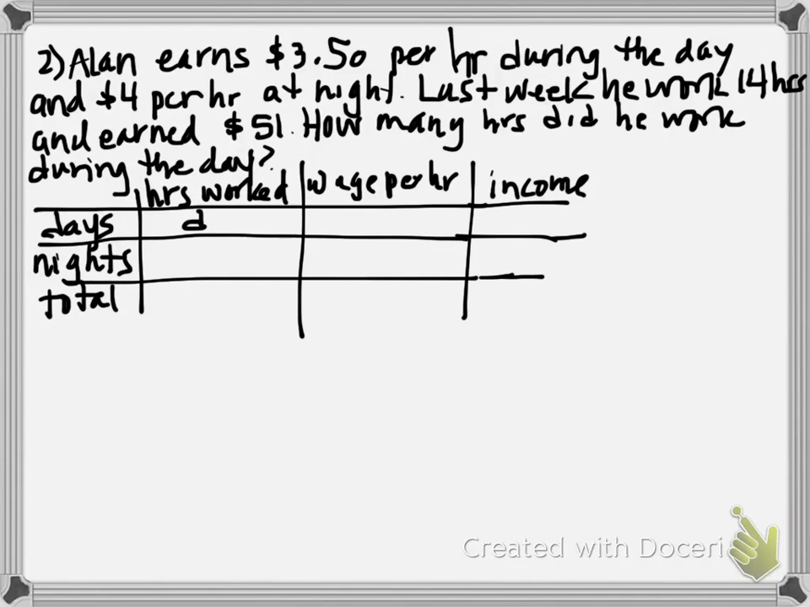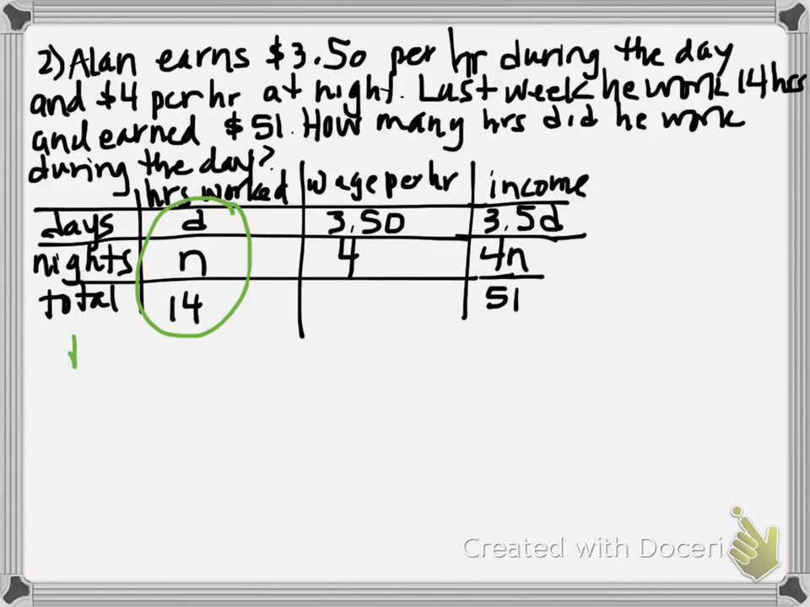So we're going to have D represent the amount of hours worked during the day and N represent the amount of hours worked at night. Now it says in the first sentence, he earns $3.50 per hour during the day. So a total income from days would be 3.5D. And he makes $4 working at night, so total amount of money made for working at night is 4N. And then it says last week he worked 14 hours, so that's the total number of hours worked, and he earned $51, which is the total amount of money he earned. Now right there, we've got two equations with two variables. So that's what we need to solve our system.